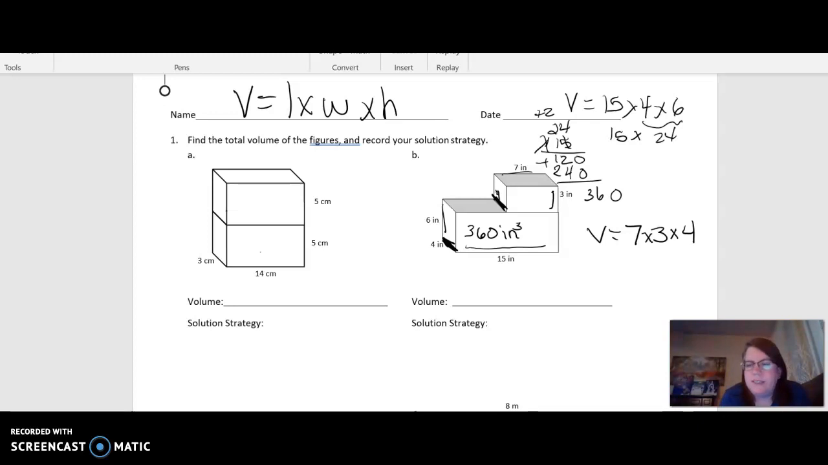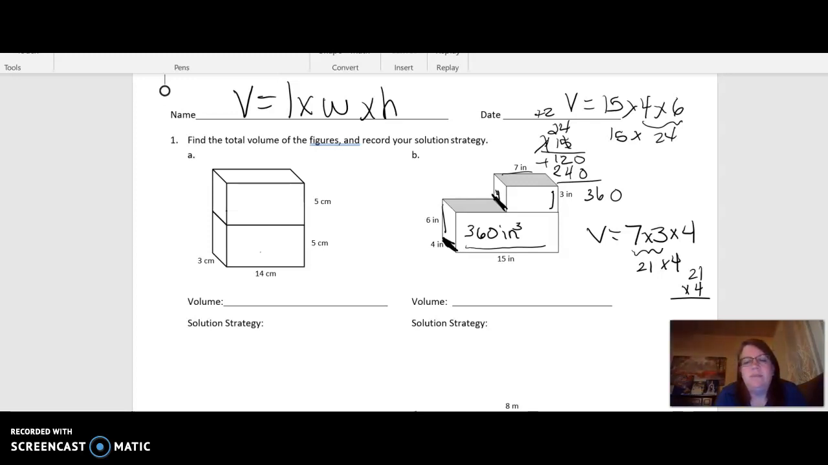So again, does it matter which way I group them? No, doesn't matter. So 7 times 3 is 21, and 21 times 4. Well, I'm going to stack those again because I definitely like to stack when I multiply. It's so much easier for me to see. You might be able to think about it in groups of 20 and then in groups of 1 and be able to do some mental math there.